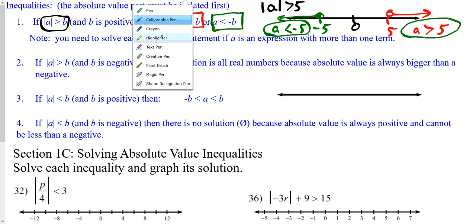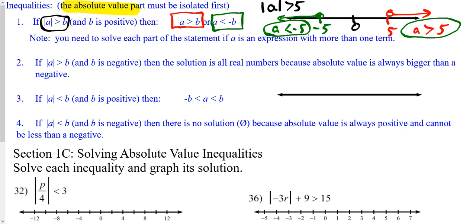Once again, you need to get absolute value on one side by itself first. Now, if we look at another situation here, if we were looking at, say, absolute value of a less than 5, here would be 0 again, and then here would be 5, and here would be negative 5. Remember, absolute value means distance from 0, so we're looking for all the numbers that are less than 5 units away. So really, that's everything in between our 5 and our negative 5.